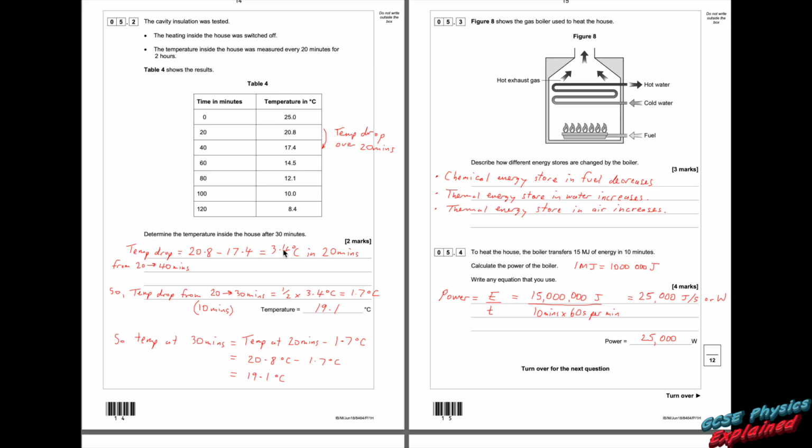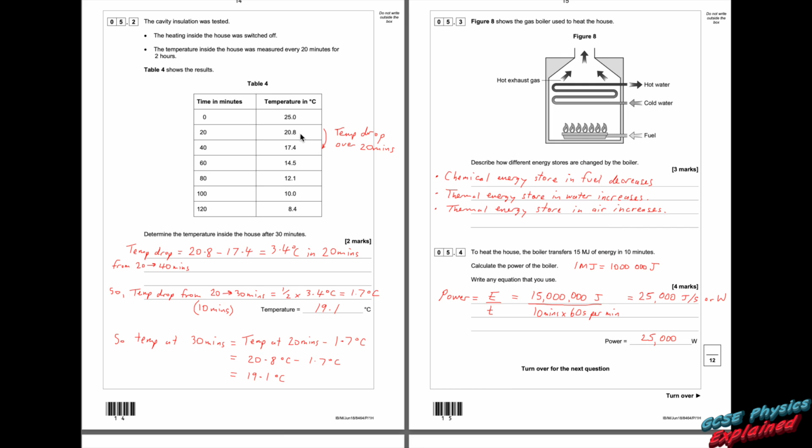So it's changed by 3.4 degrees Celsius in the 20 minutes, from 20 minutes to 40 minutes. So if we just assume that the temperature dropped from 20 minutes to 30 minutes, so just over 10 minutes, that'll be half of what it dropped over 20 minutes. So half of 3.4 is only 1.7. So the temperature at 30 minutes will be the temperature at 20 minutes, so this temperature here, and then take away 1.7 degrees C.